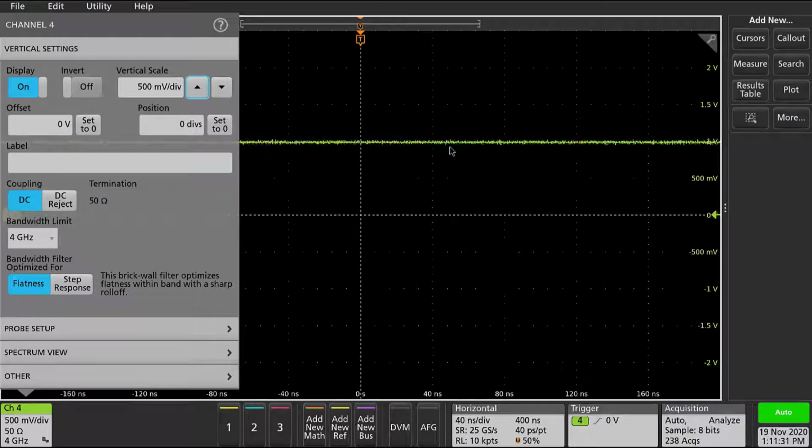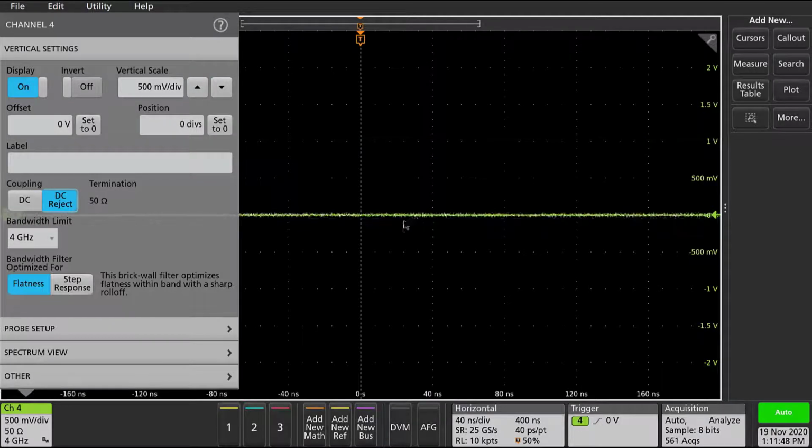And so you can see the coupling that's being used by default is DC coupling. But as I mentioned, what's commonly done to analyze especially the ripple on some of these rails is to do a DC reject or an AC coupling. So let's apply that, and we can see that the 1 volt offset that was included on that rail has now been effectively zeroed out.